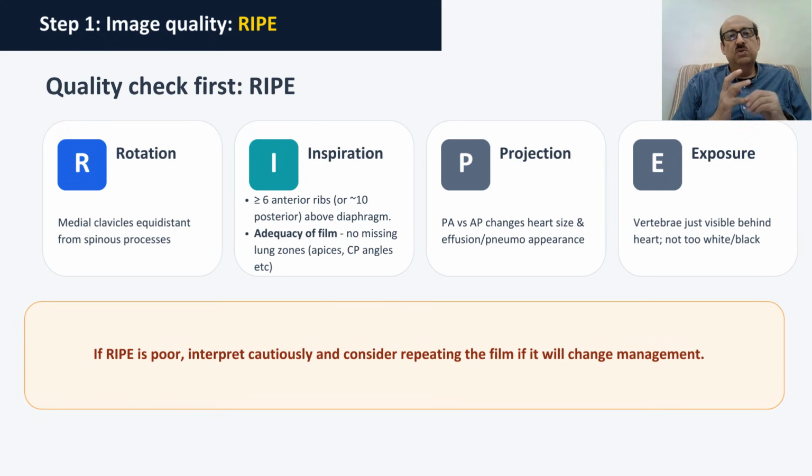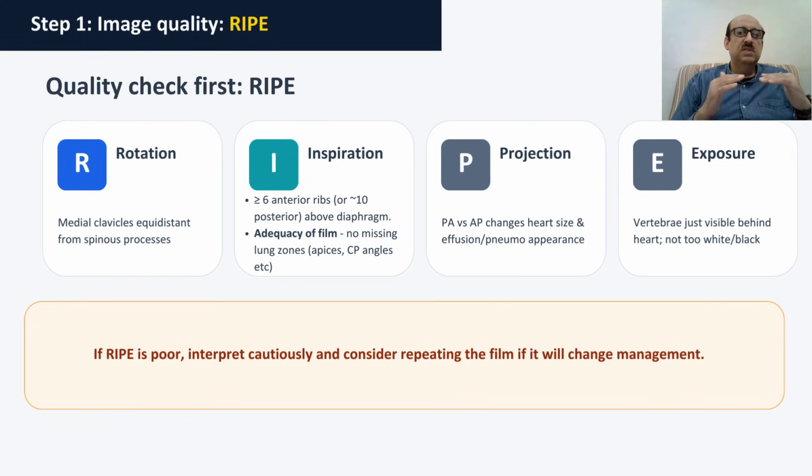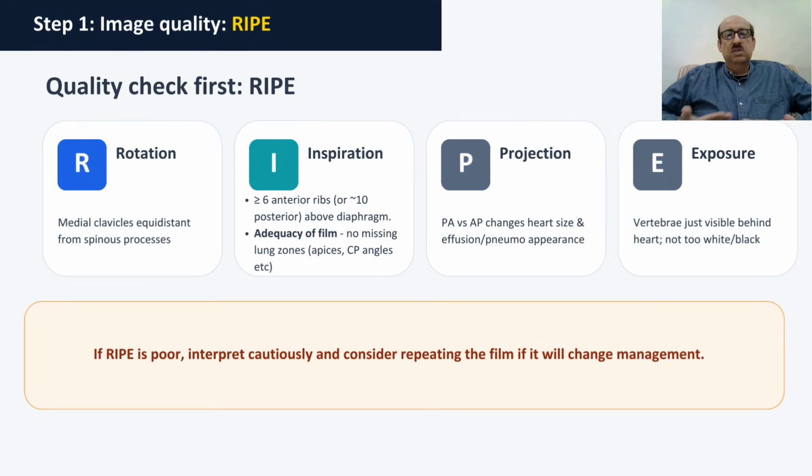So RIPE stands for rotation, inspiration, projection, and exposure. In rotation, we need to look at the medial ends of the clavicles, that they should be equidistant from the spinous processes. For inspiration, you should be able to see at least 6 anterior ribs or more than 10 posterior ribs. To look at the adequacy of the film, that the film is adequately exposed, it means there should be no missing lung apices, and also the bases of the lungs.